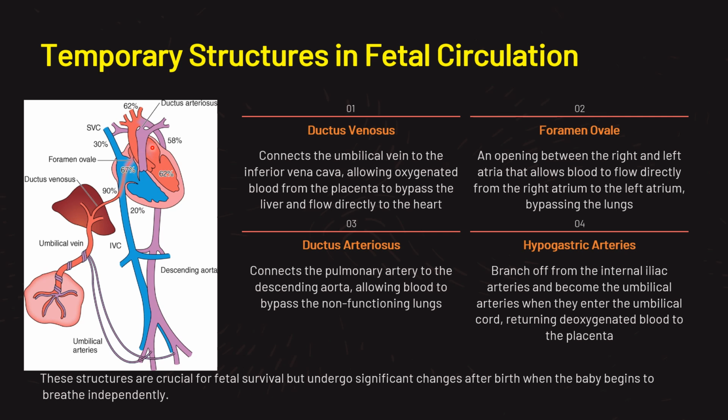Okay, now another is the ductus arteriosus, which is the connection from the pulmonary artery to the aorta. Here, this connection, this is the ductus arteriosus. The other one is the hypogastric arteries. It is these two arteries, and these two arteries actually branch out from the internal iliac arteries.